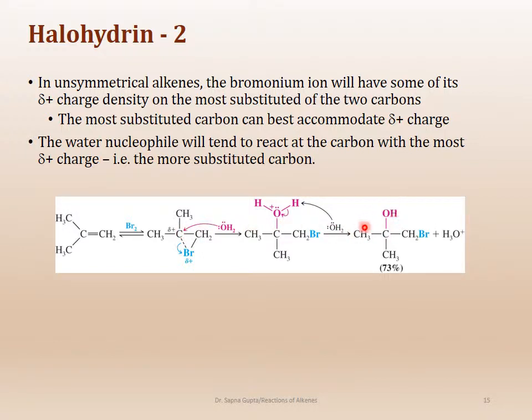That's how you will get the alcohol on the more substituted carbon and the halogen on the less substituted carbon, or you can say the halogen will go to the carbon with more hydrogens. So that's what the mechanism would be if you had an asymmetric alkene in the case of halohydrins.